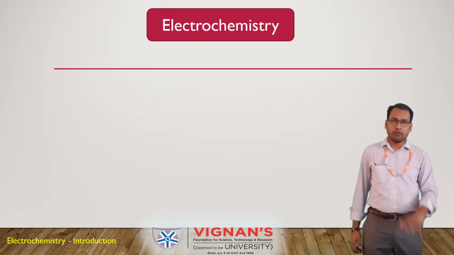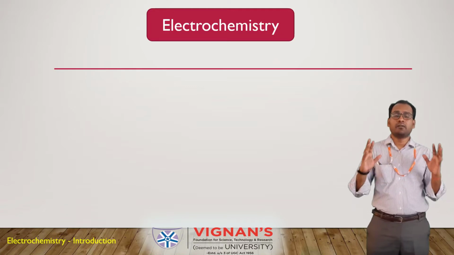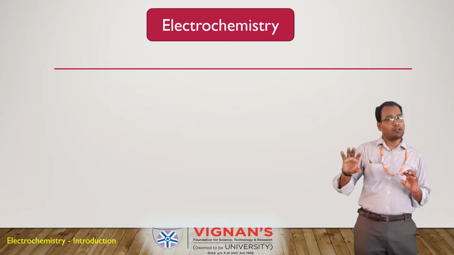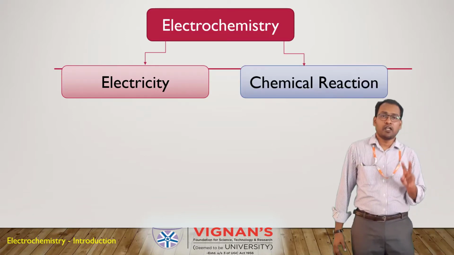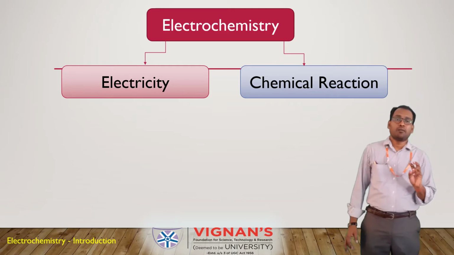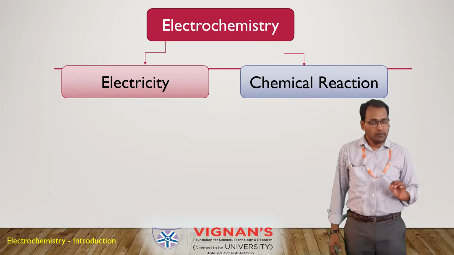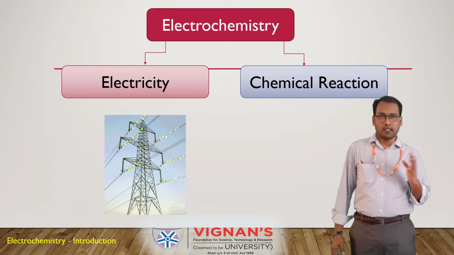Right? So electrochemistry. By the name itself we can predict that this is a two-part system where one will be electricity and the other one will be chemical reaction. Right? So there are two entities in this electrochemistry. One is electricity and the other one is chemical reaction. By electricity, we already know it is nothing but flow of charges from one end to the other end.